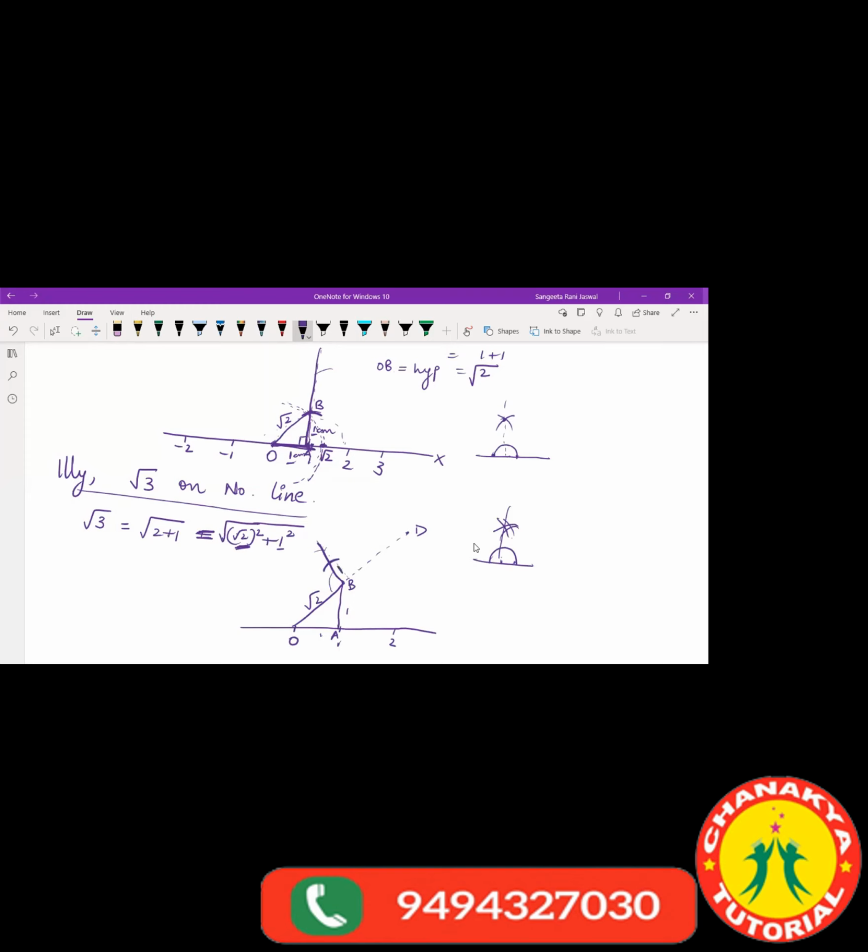Now we have √2 here, we have 1 here. Now we have got √2 and 1, both sides. Now we join these points. Now I just take this point as point E. Now I join point E with point O. Now this becomes the hypotenuse of this right angle triangle.